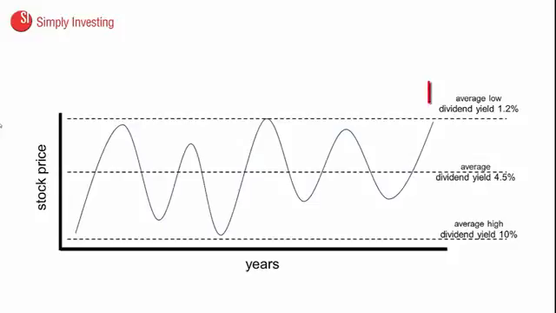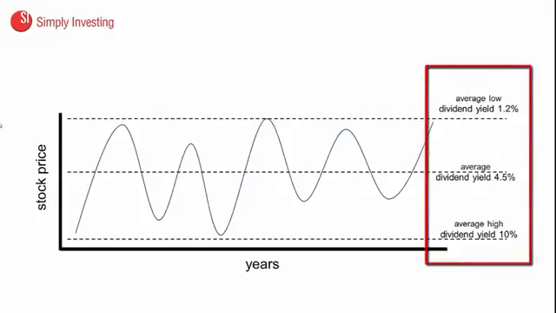And then the other value we provide you is the average low dividend yield. In this example, it's 1.2%. That's going to give you a much better indication of when to sell, right? So when the current yield gets close to 1%, 1.2%, or even 0.9%, then you know, okay, the stock is really overvalued and that's going to be a better time to sell. So in the Simply Investing report, we provide all three of these values.